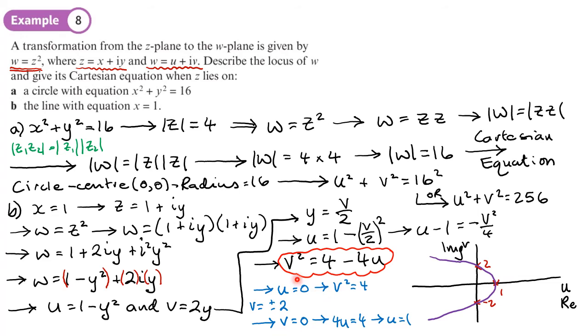So if you end up with something that's a bit unfamiliar, which you don't recognize, just find some points on the coordinate axes, and hopefully that will give you some idea of what shape it's going to be.